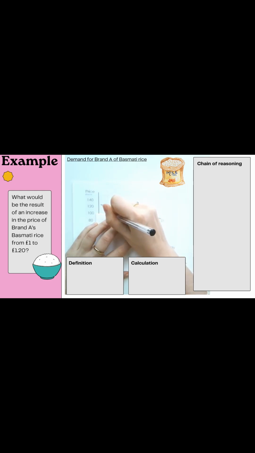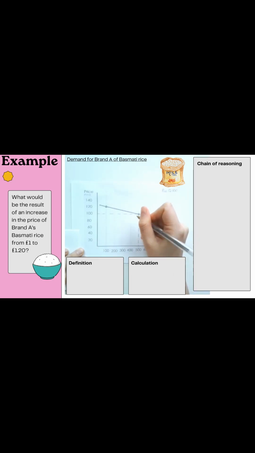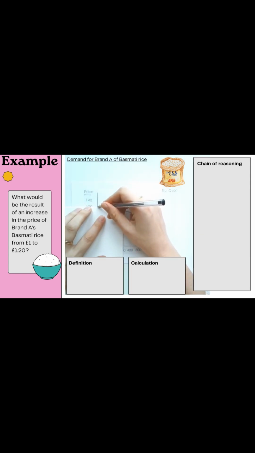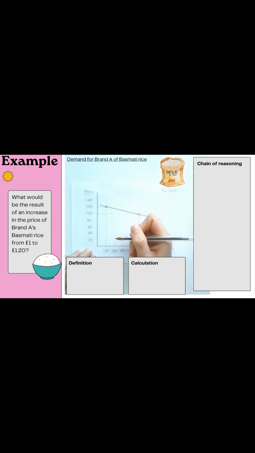They're relatively homogeneous goods. So I'm starting at a price of 100 pennies, so that's £1, and I've got a quantity demanded of 500 units. We're going to see an increase in price, which is going to cause a contraction along demand. So we're going to put our price now 120 pence, so £1.20, and we're going to see a new quantity demanded of 100 units.